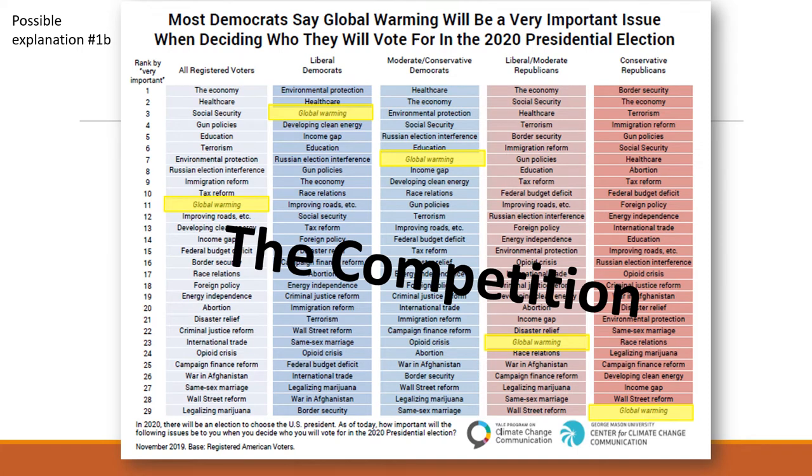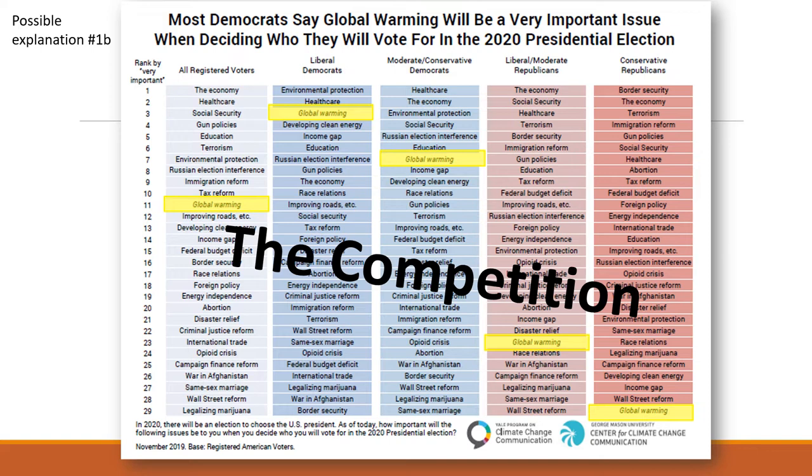Here's a second, or maybe a different part of the same explanation, which is: look at the competition. In this instance, they basically put the six Americas along a spectrum, and there's a very large overlap with the political spectrum. The more liberal end is the alarmed and the concerned, and then the more conservative end of the political spectrum in this country is on the other side, the dismissive and the doubtful.